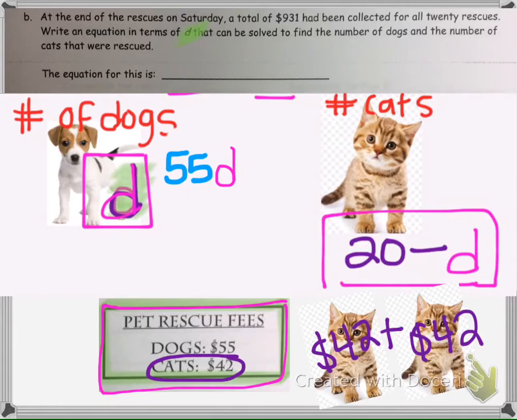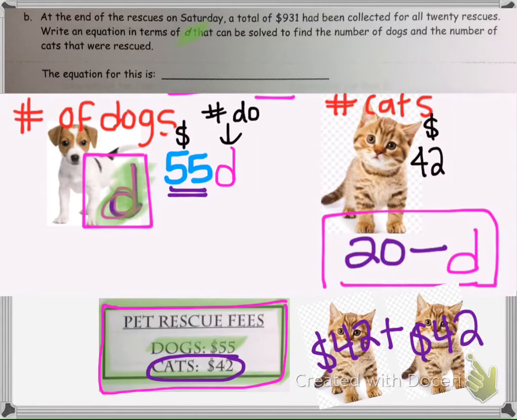So here we took 55, because that's the cost of the dogs, and multiplied by our variable here. Well, we're going to do the same thing here. We're going to take $42, because that's the cost, just like the 55 was the cost, and this represents the number of dogs. And then we're going to multiply the 42 by 20 minus D, because that represents the number of cats.